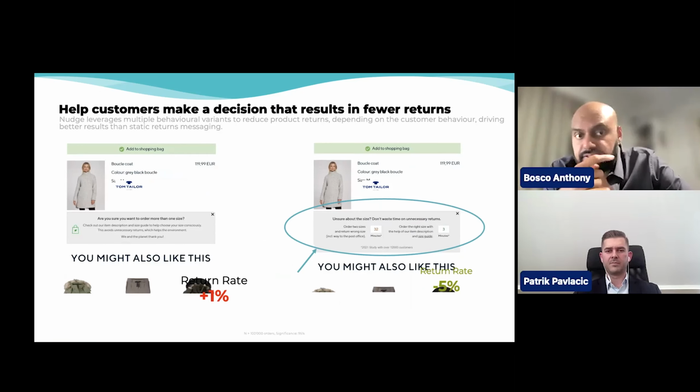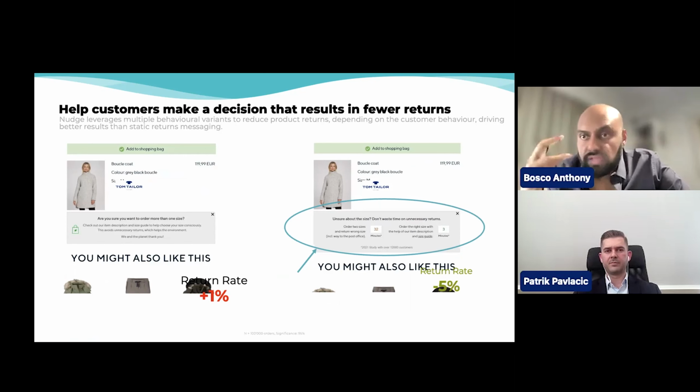In this particular case, they did a test between shoe sizes. If anyone buys a lot of shoes, you know that sometimes you have to return the shoes. So here AI is predicting that you may return the shoe, and on the right-hand side, it says, "Unsure about your size, don't waste your time on unnecessary returns." So by giving you the ability to measure things ahead of time, it reduces your return rate.